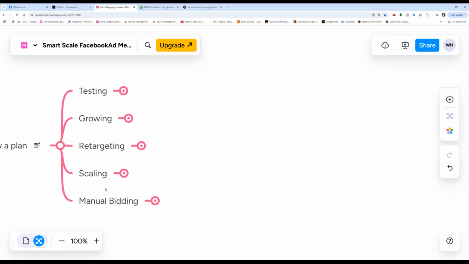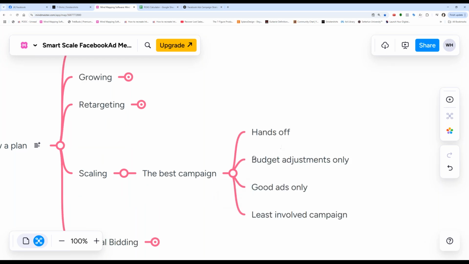So we've got our testing, growing, retargeting, now scaling. This is my favorite part. This is the best campaign because this is where you really make the money, right? For me, scaling and setting up that campaign, I want it to be as hands-off as possible. All I really want to do on the campaign is adjust the budget up or down. So that campaign cannot be a testing ground. It can only have the best of the best in it. That means good ads only. No garbage goes in my scaling campaign.